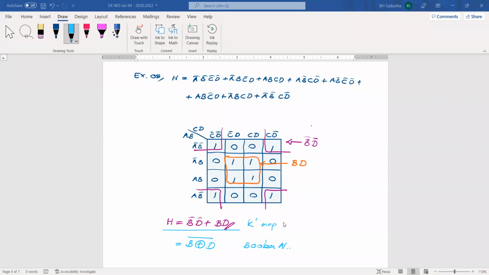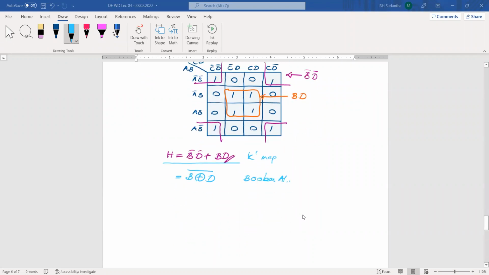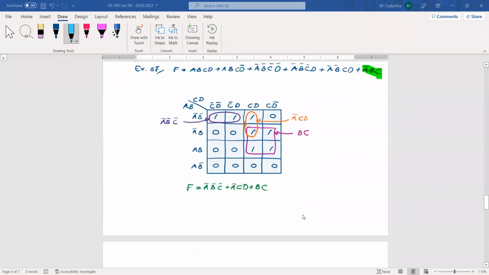Okay, then this is the solution for this one. I think we can now summarize what you have learned up to this point.